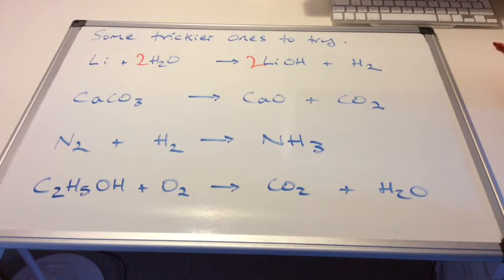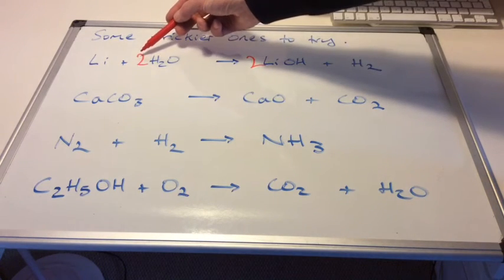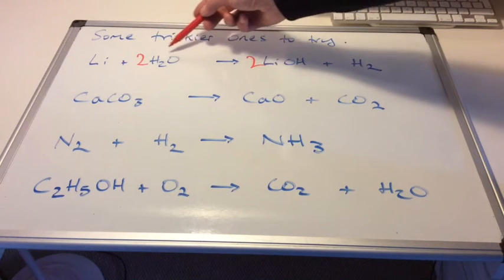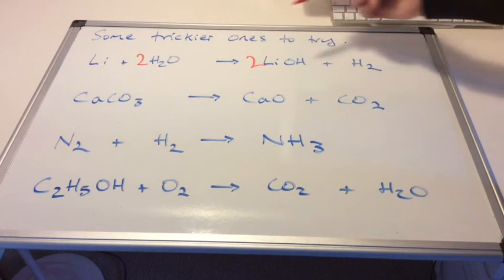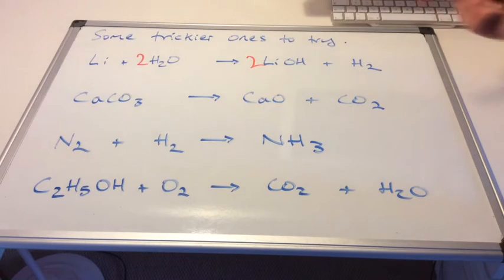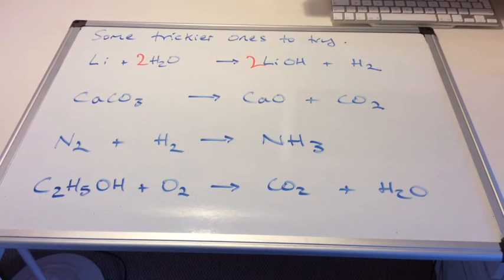So they're sorted now. Oxygens, we've got 2 oxygens because the 2 doubles the O there, and that 2 there sorts that out. So the oxygens are okay. The only problem now is the lithium. So if we put a 2 there, that's sorted.